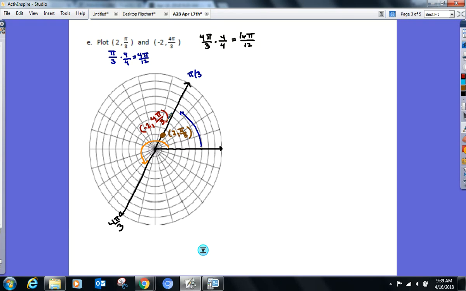What are you guys finding out? They're opposite. No, Matt, remember. Okay, that is 4 pi over 3, but it's -2. So you can't plot it on the terminal side. You got to go to the opposite ray, which conveniently ends up being the one you first graphed. Hopefully you're noticing it ends up being the same point. We all in agreement?